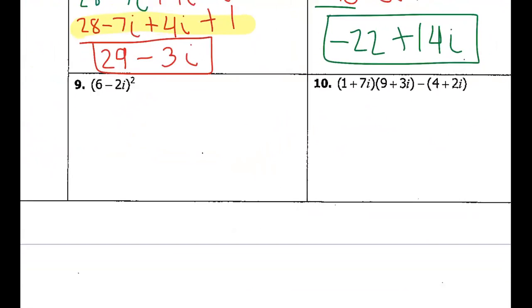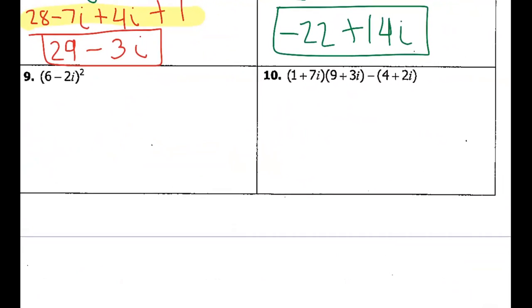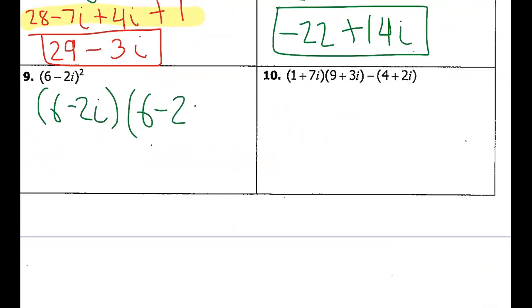Let's see. If you ever see a question squared, remember 6 minus 2i squared, you can't just square both parts. You need to rewrite these two. This problem is really 6 minus 2i times 6 minus 2i. So how about you give number 9 a try? If you ever see something squared, basically write the same binomial twice and then FOIL it out. You do need to take the time to FOIL.